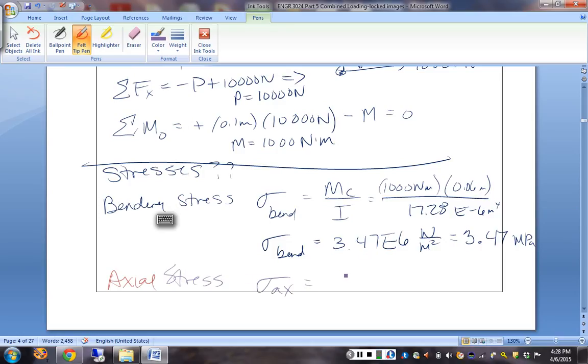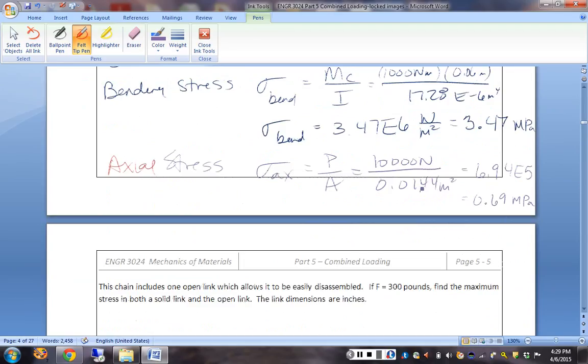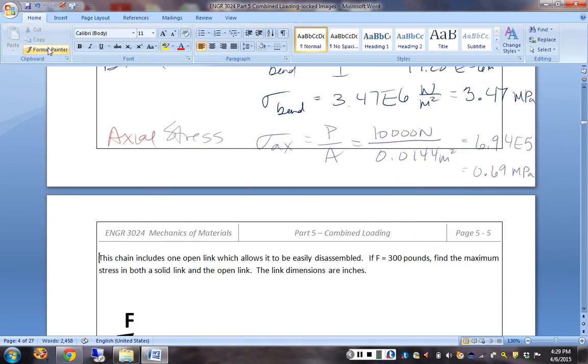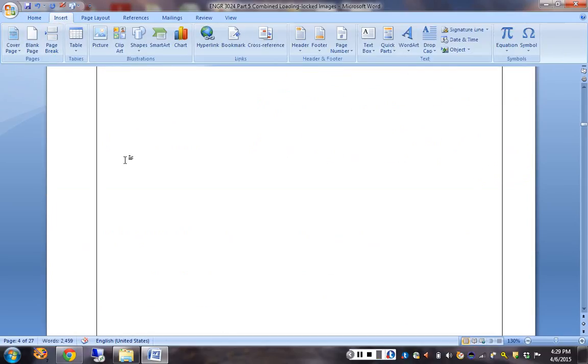How do we get that? Plain old P over A. P was 10,000 newtons. The area is 0.0144 meters squared. So 6.944 E5, or 0.69 megapascals. All right. So give me another page.